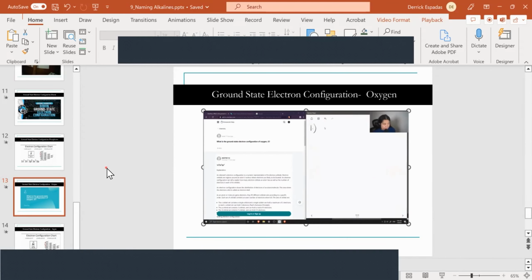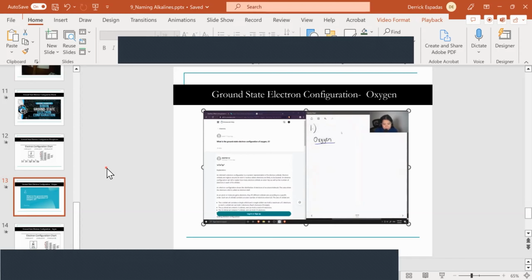Okay, so question 1 is, what is the ground state electron configuration of oxygen? Okay, so oxygen. And when we say ground state configuration, this just means that electrons in the oxygen atom weren't lost or gained.